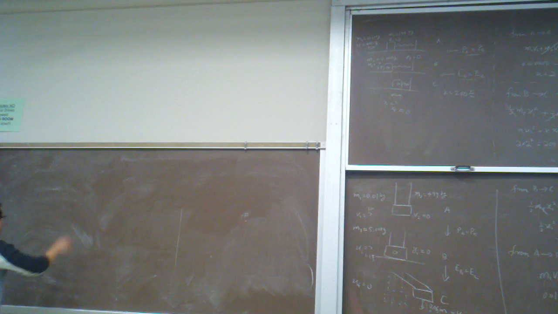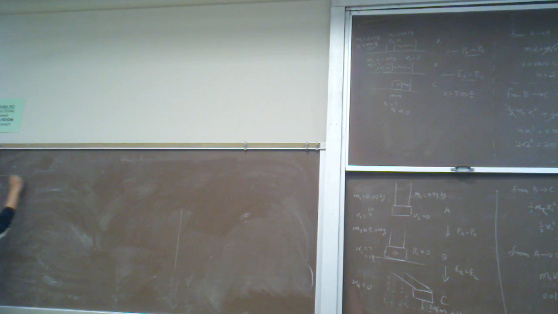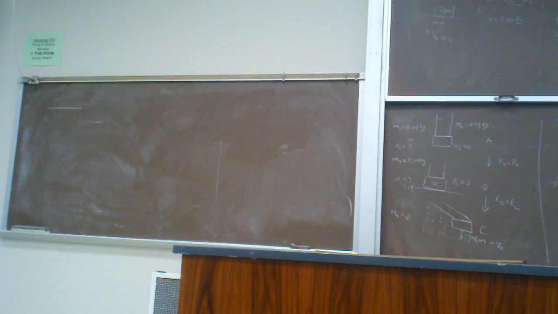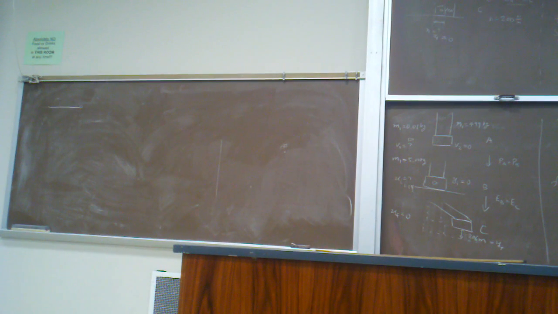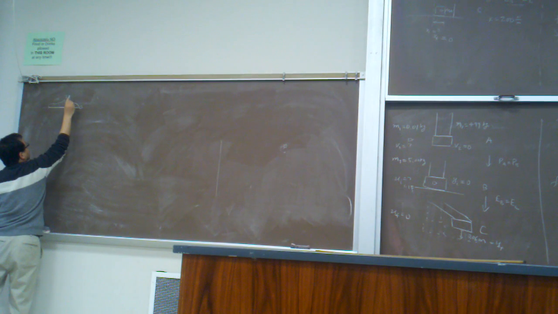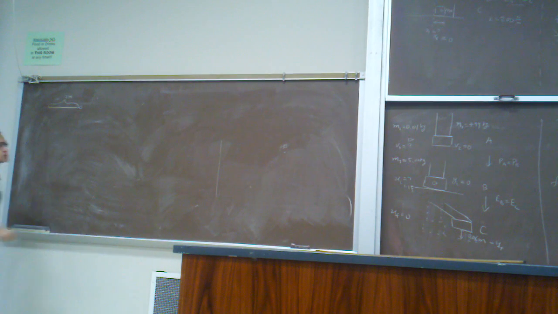Okay. So, something like this. A pendulum is released from the horizontal position. The length of the pendulum is 2 meters. What is the mass of the pendulum? 1.5.